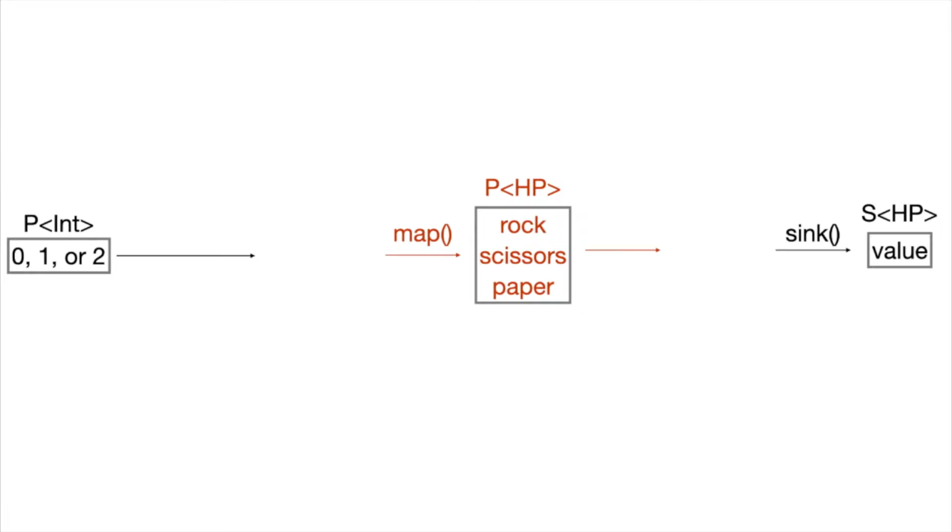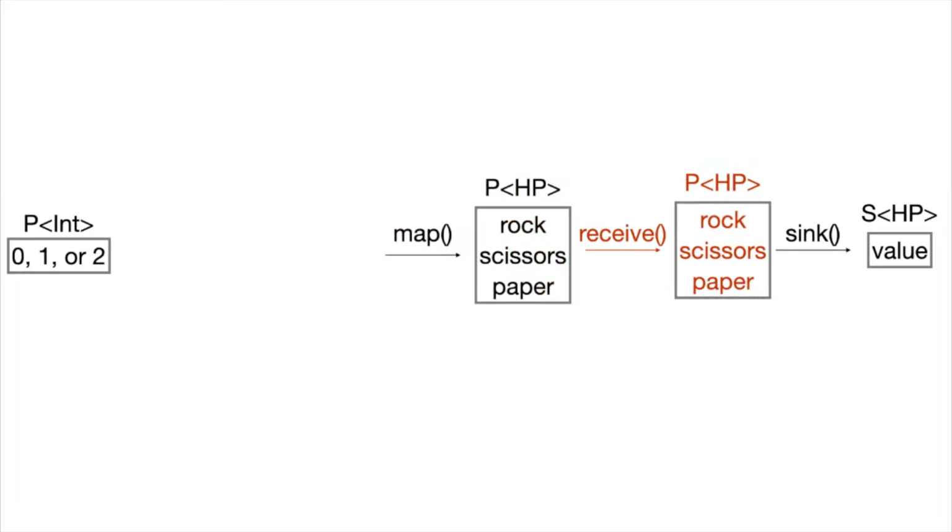And now that map, which we call an operator, has converted that publisher of ints to a publisher of hand positions. And now we're in good shape because the subscriber is a subscriber of hand positions. And so now we've got this flow that seems to work across.